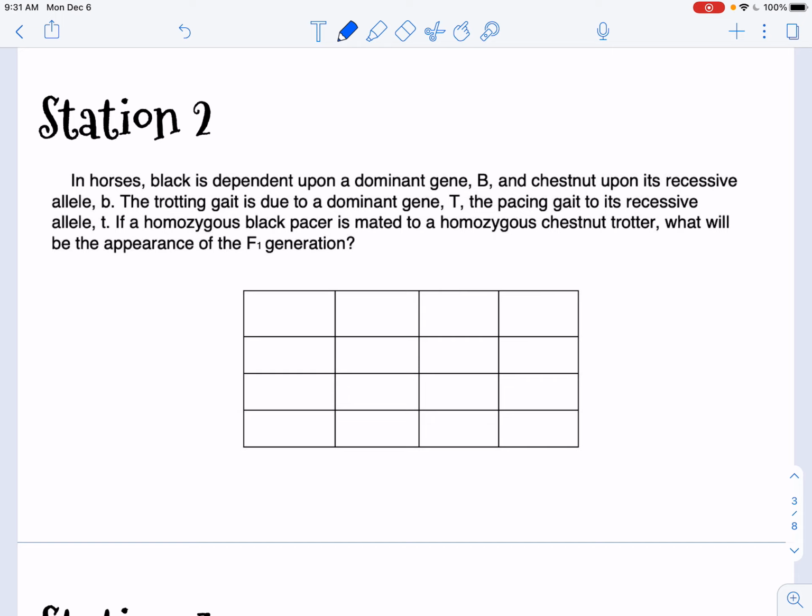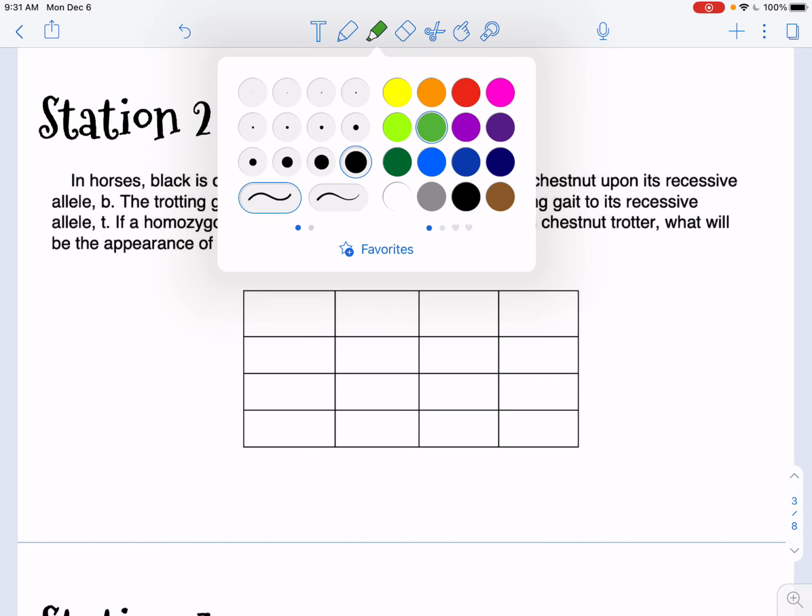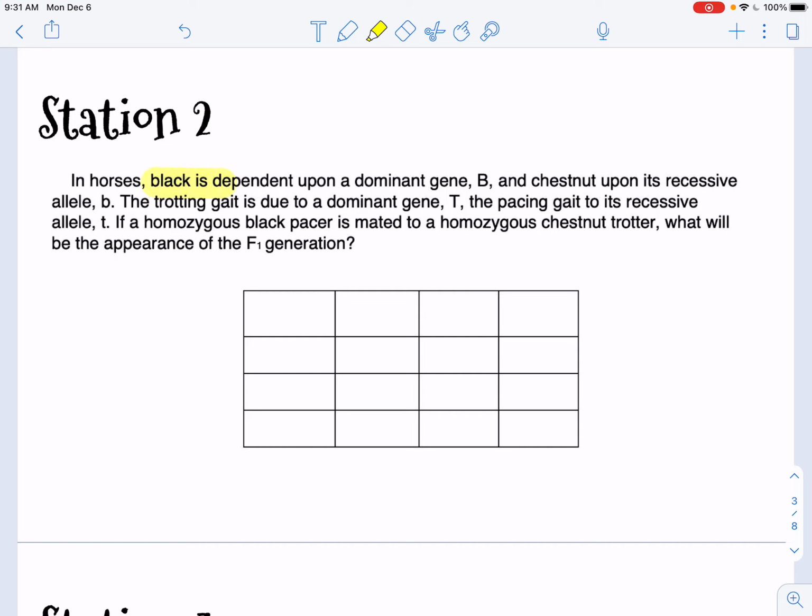Okay, so I'm going to do this one about horses. I'm going to highlight the important information here. So it's telling me that black is the dominant gene. Chestnut is going to be recessive. A trotting gait is going to be dominant. And a pacing gait is going to be recessive.